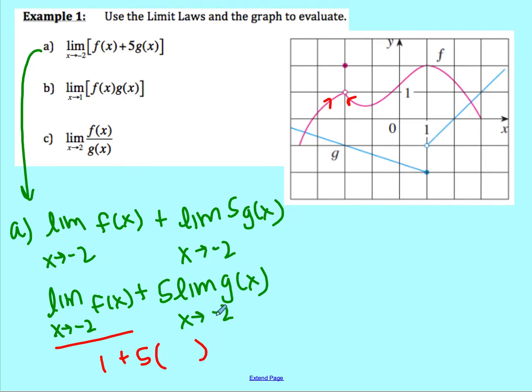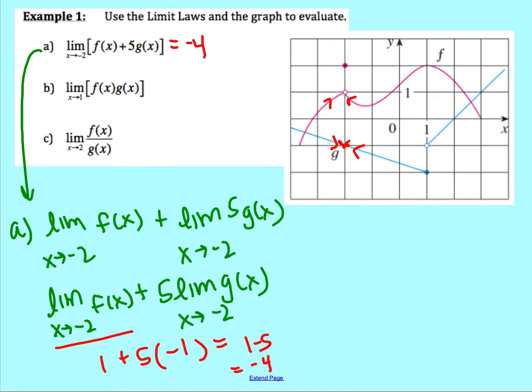And now we're going to find the limit as x approaches -2 from g of x. So let me just make sure I'm counting right again. Here's -2. Go down to function g. From the left and the right, my y value is -1. So I would have for part A, it'd be 1 minus 5, which gives me an answer of -4.